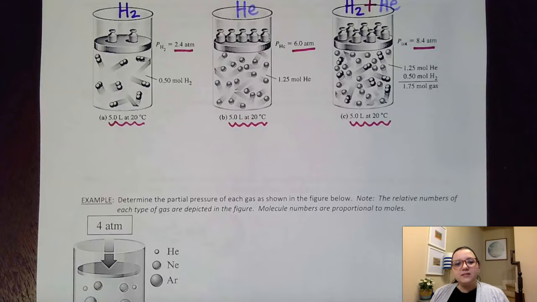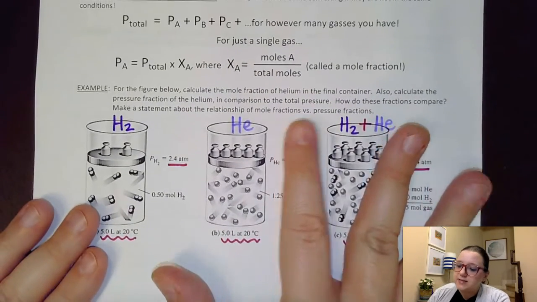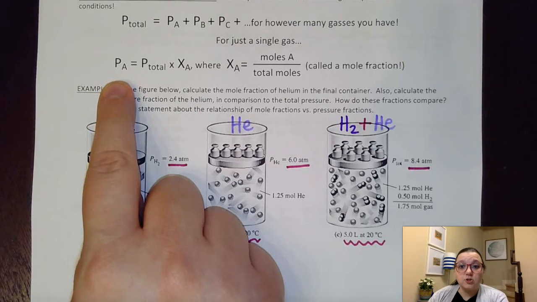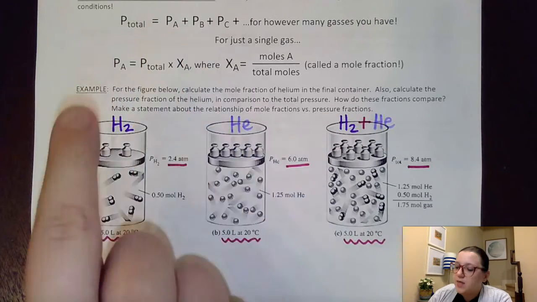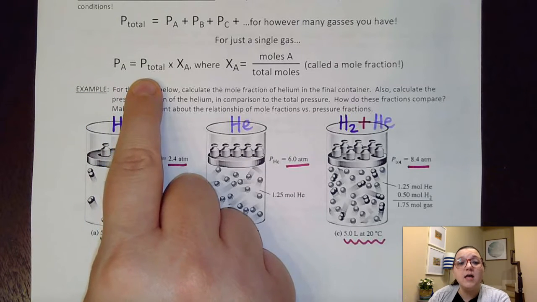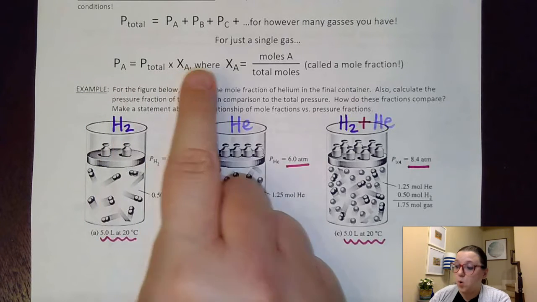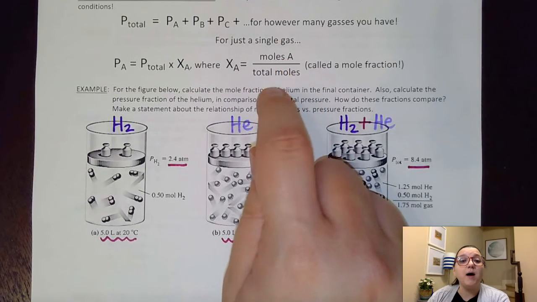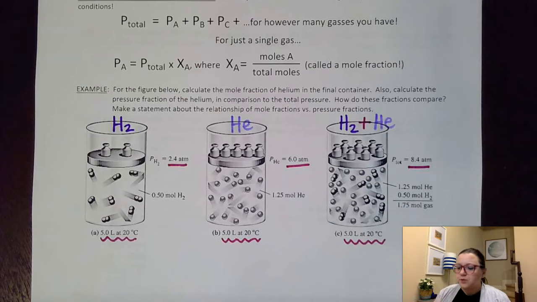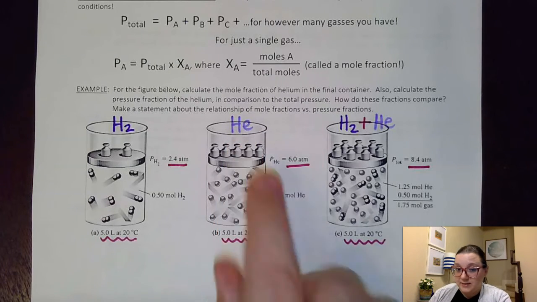But one of the other things that I can do is relate these partial pressures to what are called mole fractions. So if we look up here, it says that if I wanted to get the pressure of an individual gas, say of A within this formula, then I could get that by taking the total pressure and multiplying it by something called a mole fraction. A mole fraction is simply the moles of that substance divided by the total moles in the container. So to see how this works, we're going to do both a mole fraction as well as something we call a pressure fraction for helium down here.